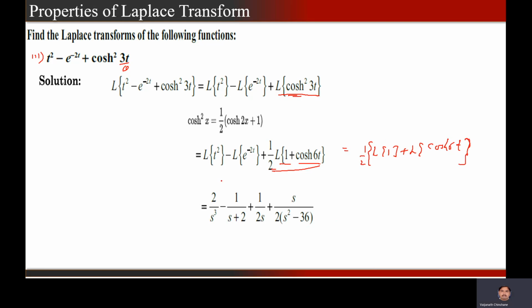And Laplace of t square is 2 factorial, which means 2 into 1, that is 2. So 2 upon s cube, minus Laplace of e raised to minus at, which is 1 upon s minus a. So a is here minus 2, so it is 1 upon s plus 2, plus 1 by 2 into 1 by s plus s upon s square plus 36. After multiplying, it is 1 upon 2s plus s upon 2 into s square plus 36, right? So this term, and that is your answer.